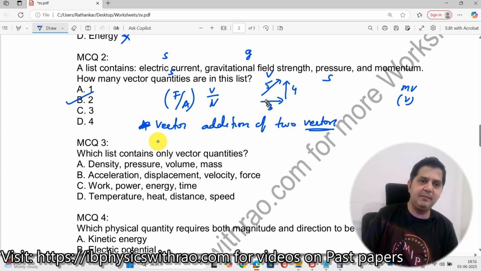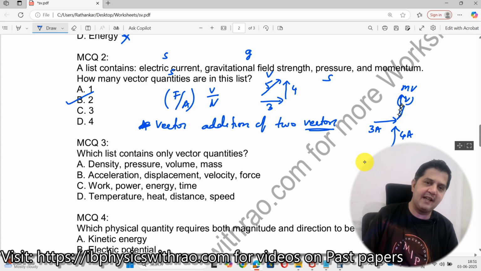Okay, let me assume that these are two wires which are carrying 3 amperes of current and 4 amperes of current. It's like this. One wire is carrying 3 amperes here, and there is one more wire carrying 4 amperes over here. So if I ask you to add, what will you do? You will add one more wire. Maybe I will add one more wire like this, and I will say this is equal to 7 amperes, right?